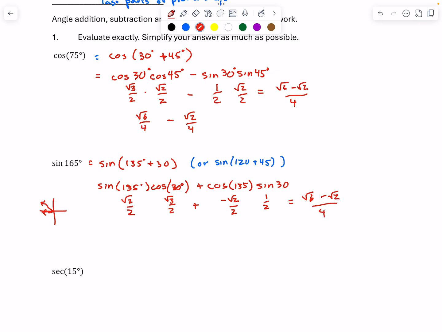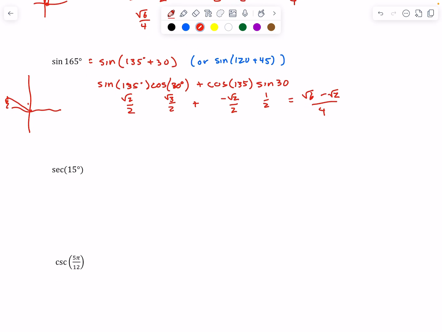Just be aware that the reason this works is because if you look at 75 degrees, it's just short of 90, and the cosine is very small. If you look at 165, it's almost 180, and the height, the sine, is very small. And they're the same number. Not a coincidence. 15-degree angles.